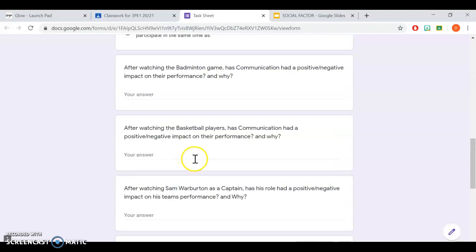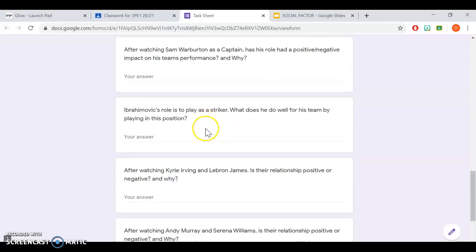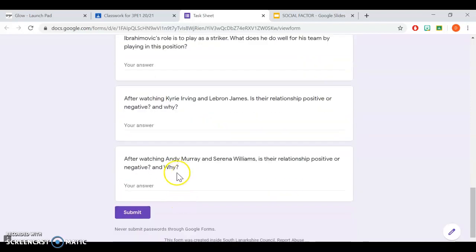Okay, so I have given you a mixture of some short answer responses, some multiple choice questions, and then finally I'm going to give you an example here, because this is going to be structured a little bit differently and I don't want any short responses. I want you to give me as much depth as you can here. So I'm going to go through watching Andy Murray and Serena Williams with you.